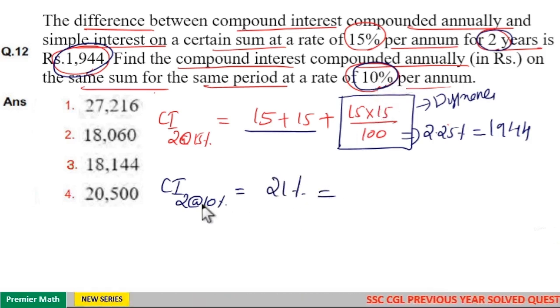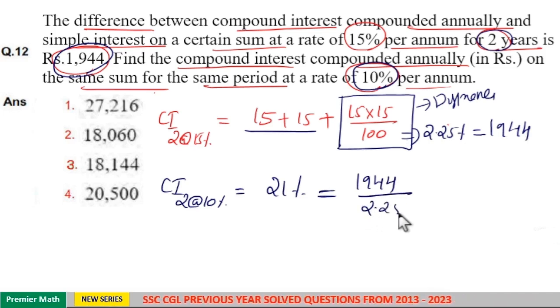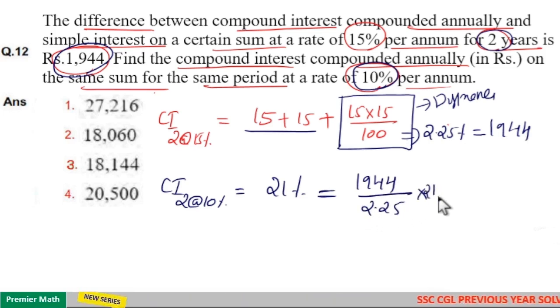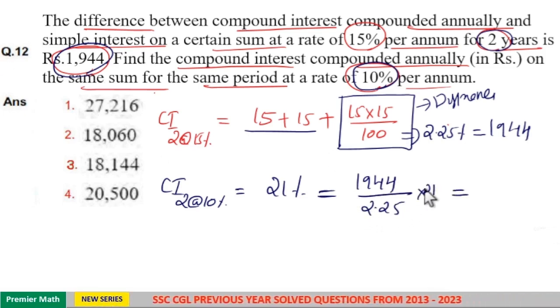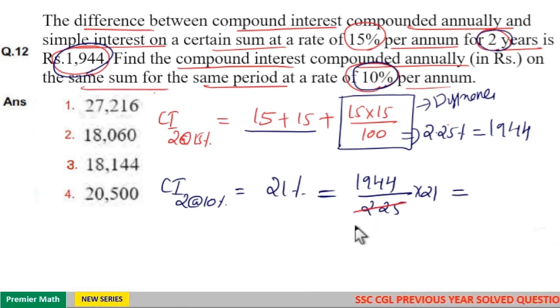21 percentage is the compound interest for 2 years at 10 percentage per annum, which is equal to, if 2.25 percentage is 1944, then 21 percentage is 1944 divided by 2.25 into 21. Now this is equal to, here if I divide it with 9, to remove this 0.25, I'll add 2 zeros here.